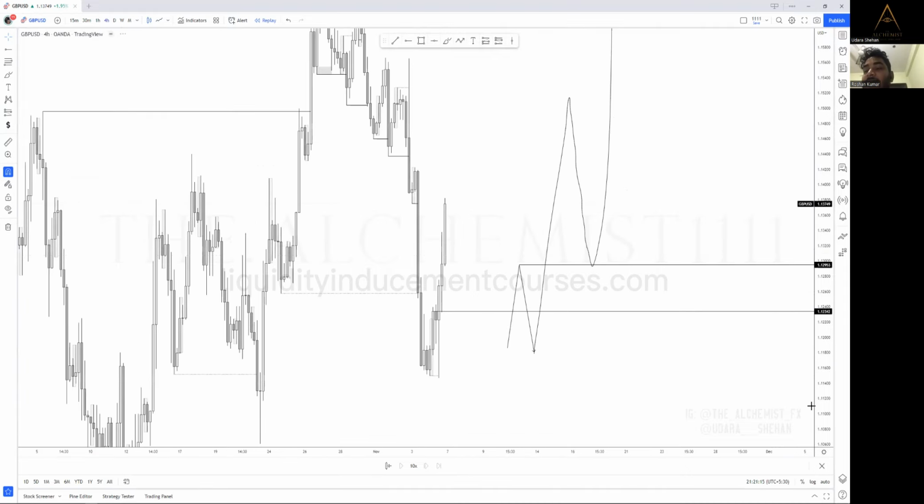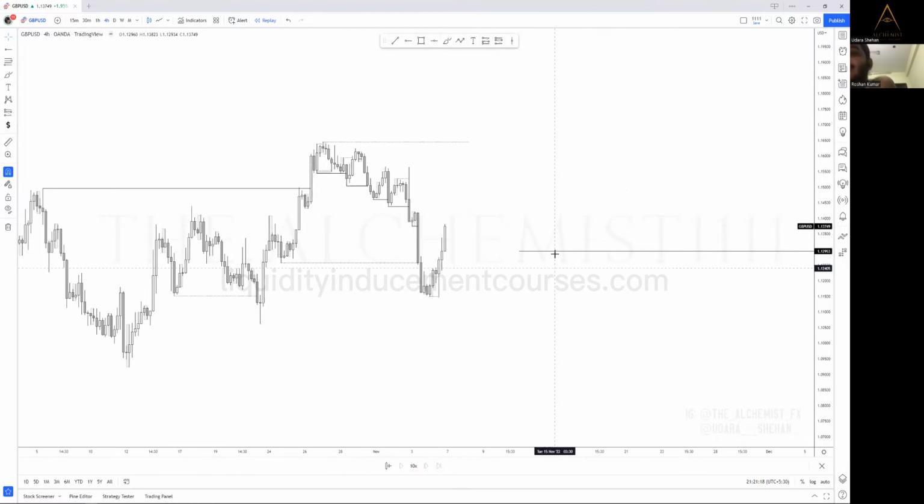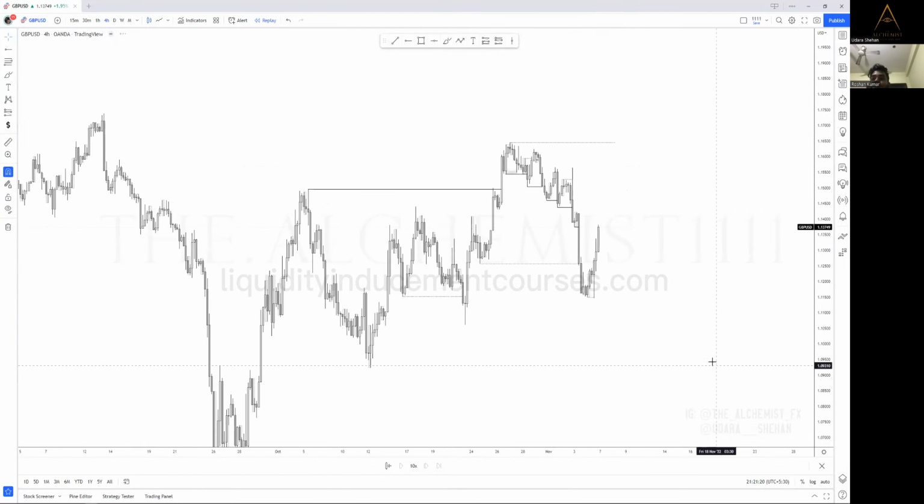Can you understand the new way of marking out the POIs? Let me know before we move on. Is that clear? Okay. I know, even though you tell me it's clear right now, when you go into the charts, you will have questions. You will have so many questions.